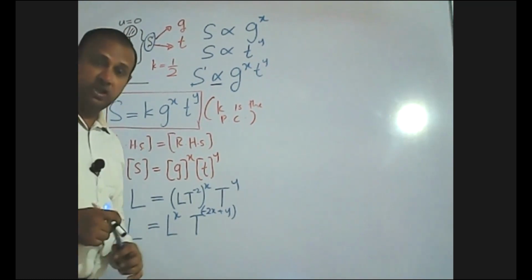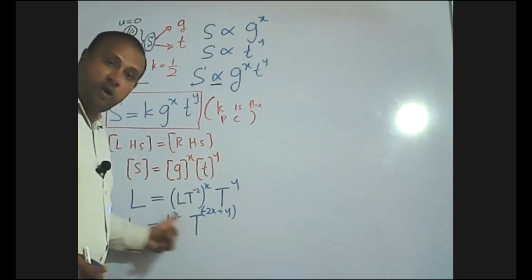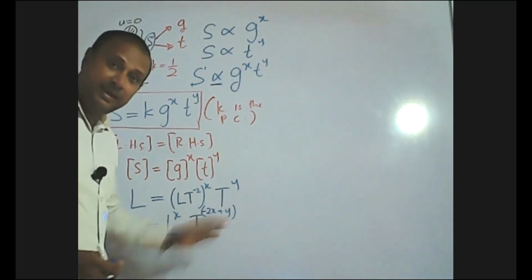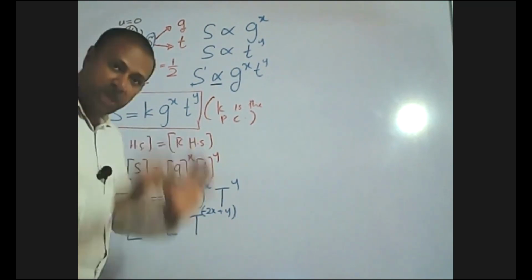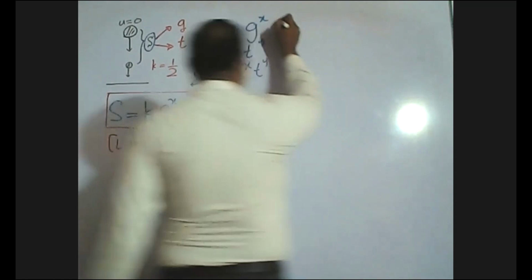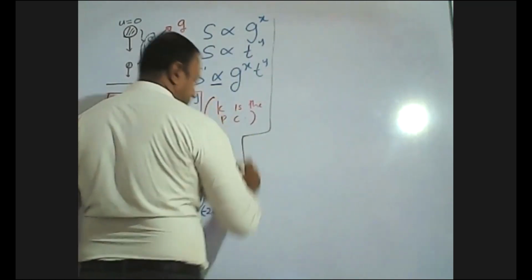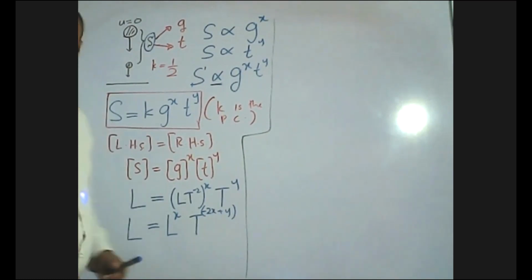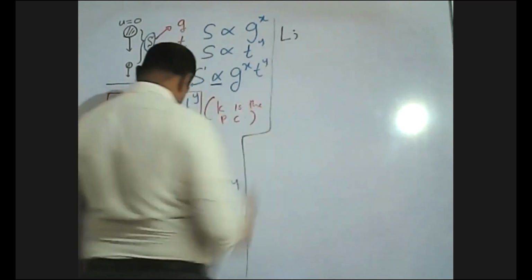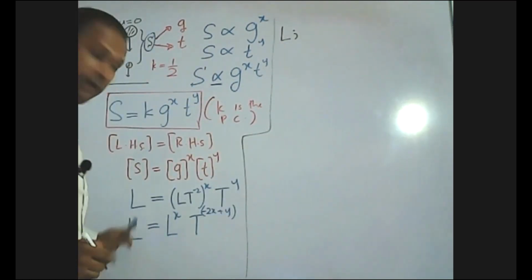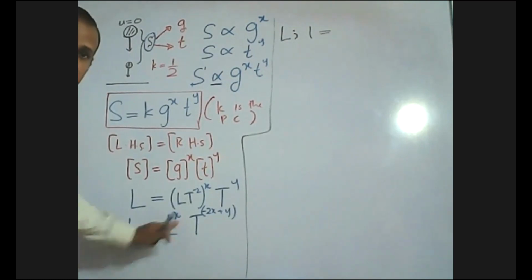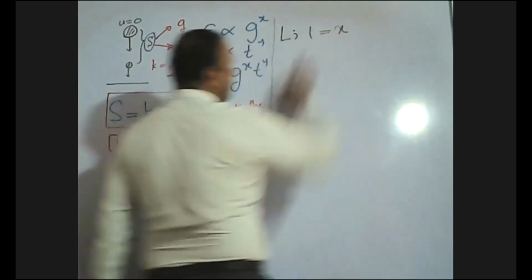After simplifying this equation, I can equate the powers of the same bases. Because this is an equation, both sides should have the same terms. Once I equate the powers of L: on the LHS, the power of L is equal to 1. On the RHS, the power of L is equal to x. So x equals 1.